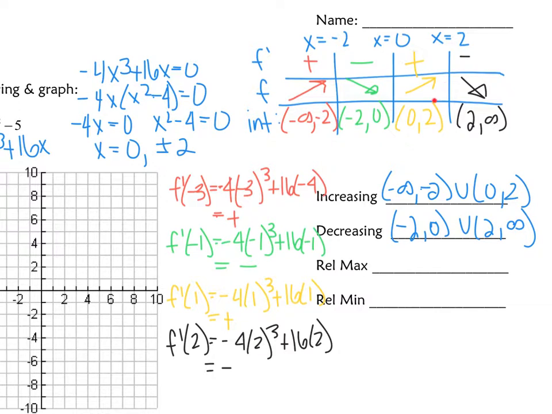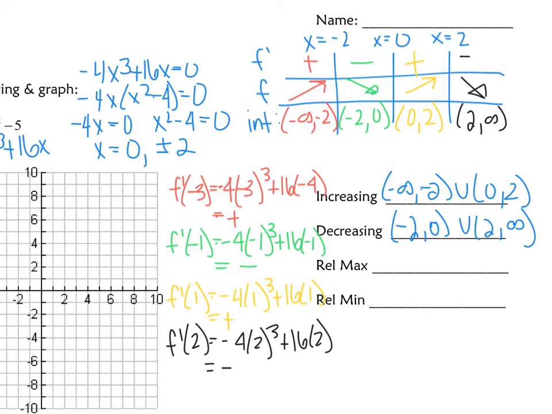If you have the arrows going up, then that means your interval should be increasing, so it should be going up. And if you have arrows going down, that means your interval should be decreasing and going this direction. Okay, and then the last thing we need to do is find the relative max and mins. And remember that the relative max and mins occur at the critical points.